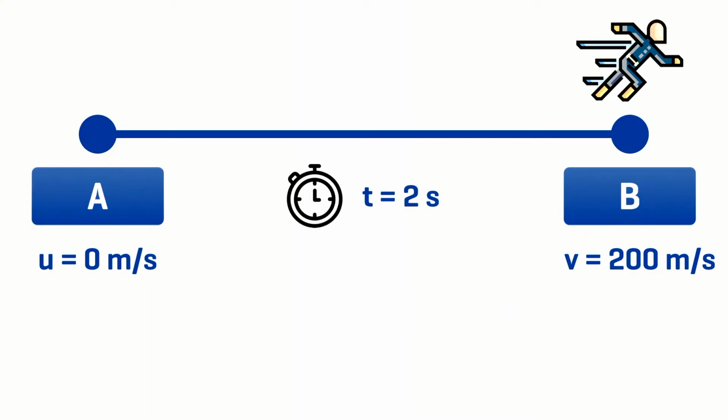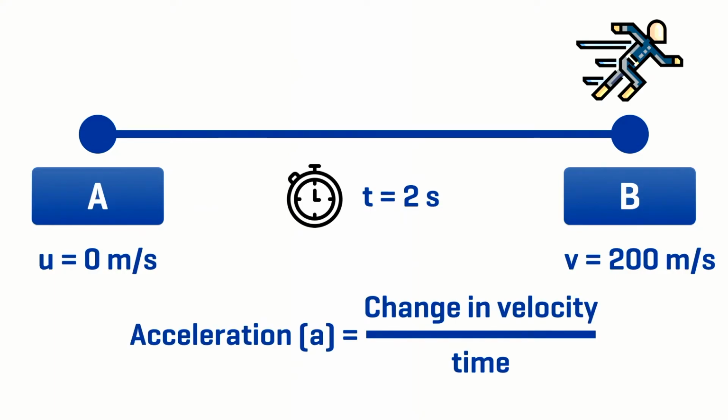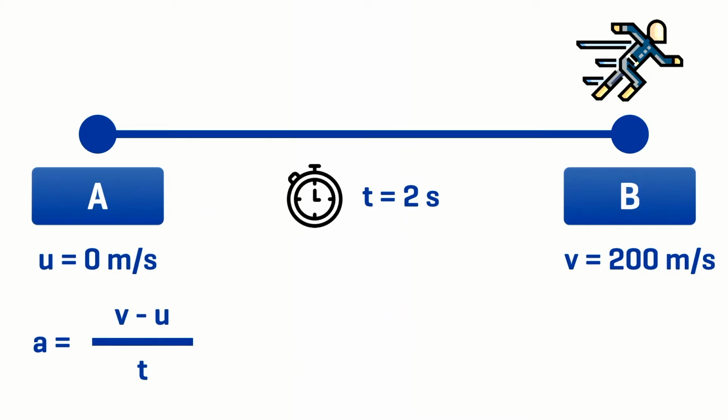The acceleration of anything is given by the change in the velocity of the object divided by the time taken to accelerate. In this case, we have a change in velocity. We start out at 0 meters per second, and the final velocity is 200 meters per second, and all of this is done in 2 seconds. Using all of those symbols that you see on the screen and getting rid of all the words, you can write the acceleration as v minus u over t, which is the change in velocity over time taken.